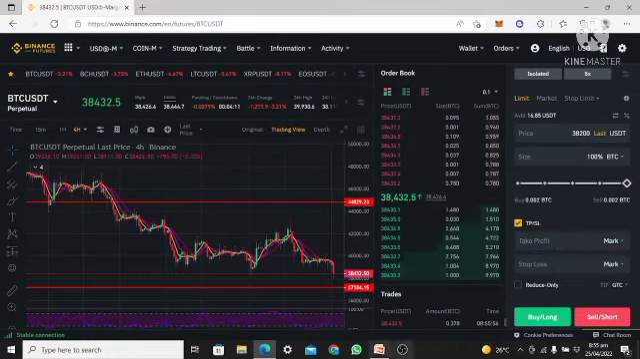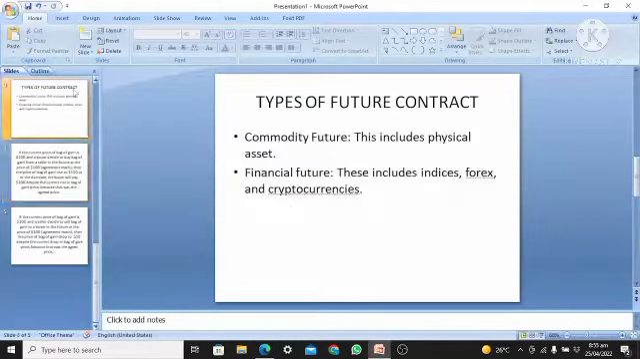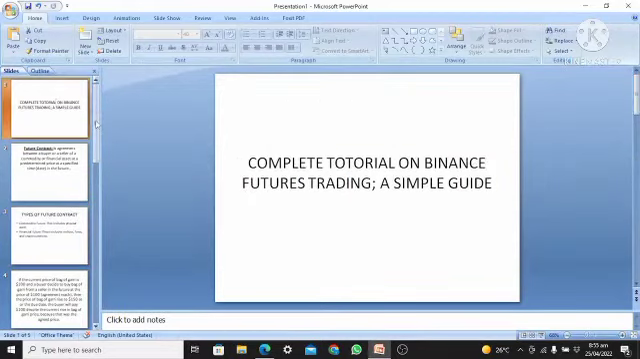So before that, let's dive into something here. This class is a complete tutorial on Binance futures trading, a very simple guide. I'm going to take you step by step, as I said earlier.